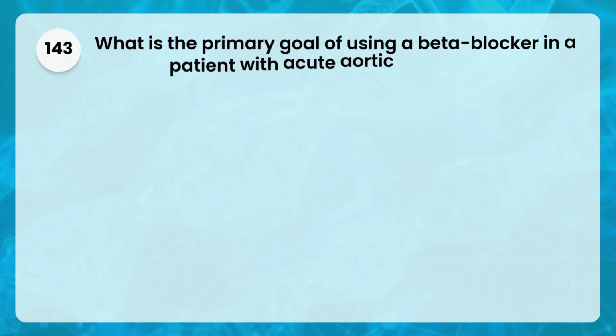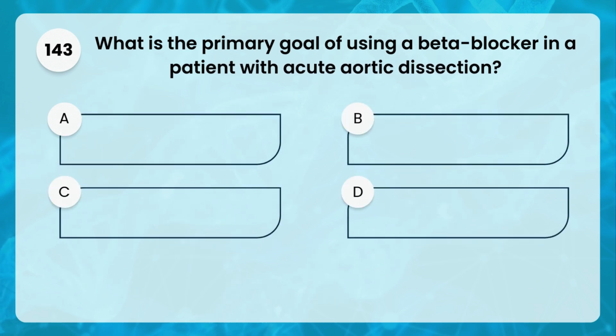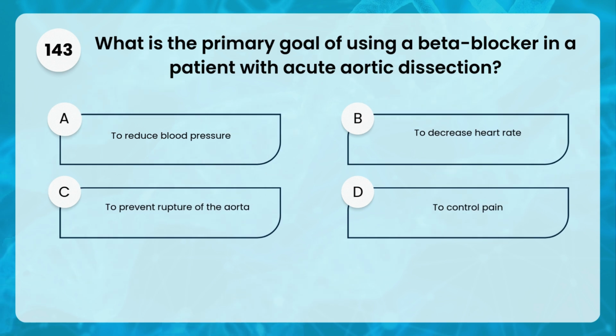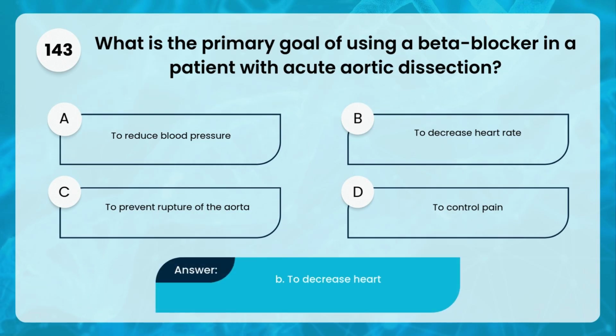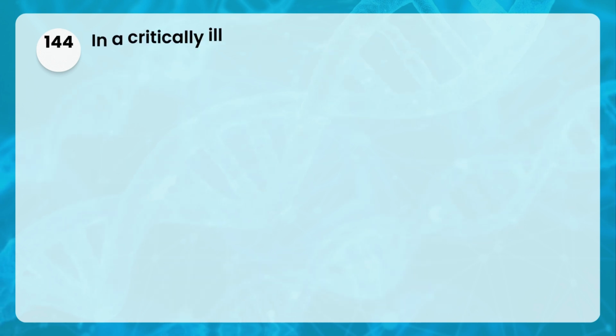143. What is the primary goal of using a beta blocker in a patient with acute aortic dissection? A. To reduce blood pressure. B. To decrease heart rate. C. To prevent rupture of the aorta. D. To control pain. The answer is B. To decrease heart rate.